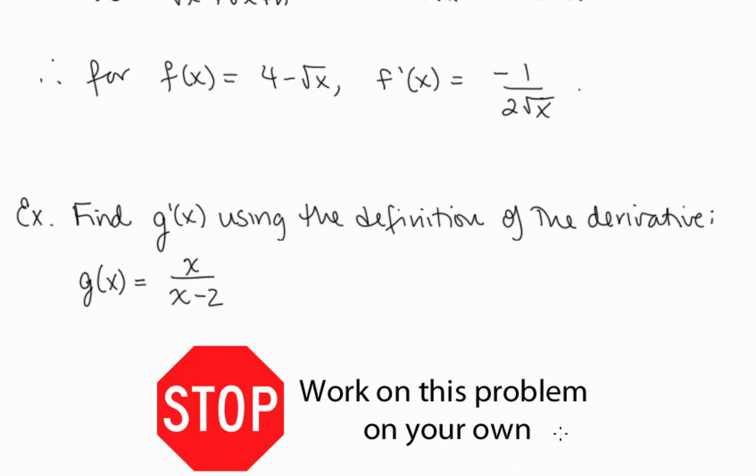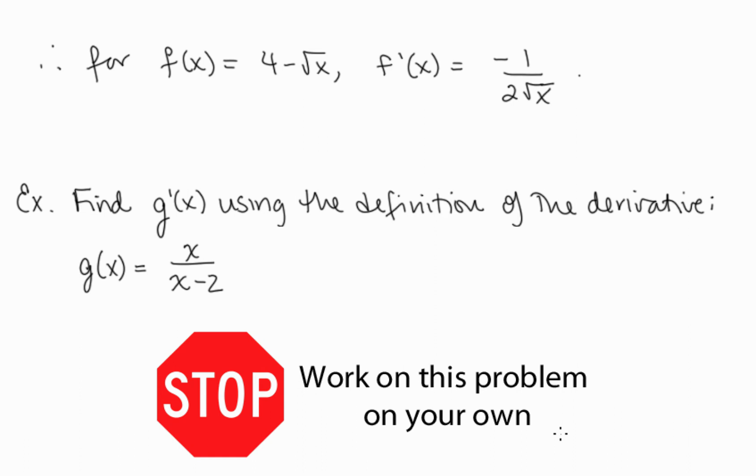Let's take a look at another. Find g prime of x using the definition of the derivative, for g of x equals x over x minus 2. So this is going to work the same way. You're going to start out setting up g prime of x is equal to limit as h goes to 0, g of x plus h minus g of x over h, and then you'll compute from there. So please pause the video and work on that.